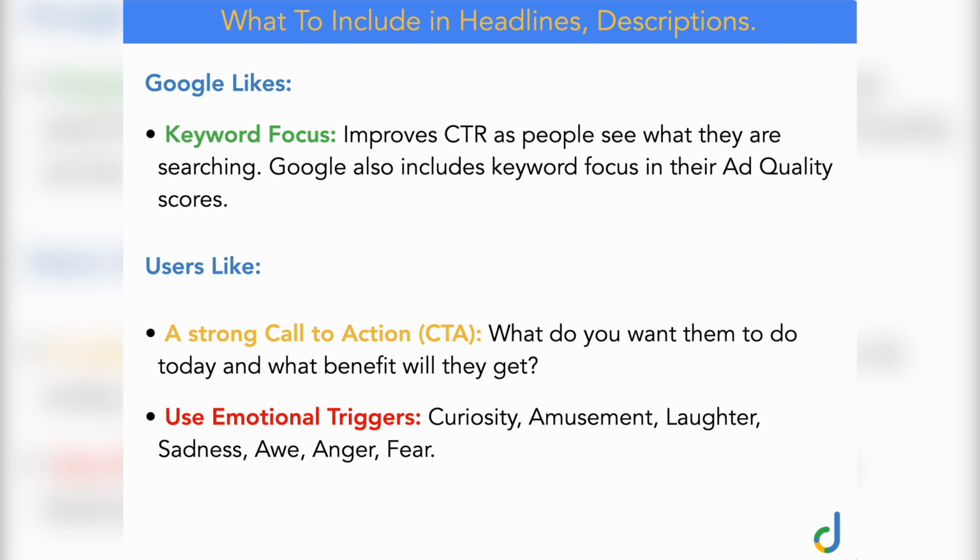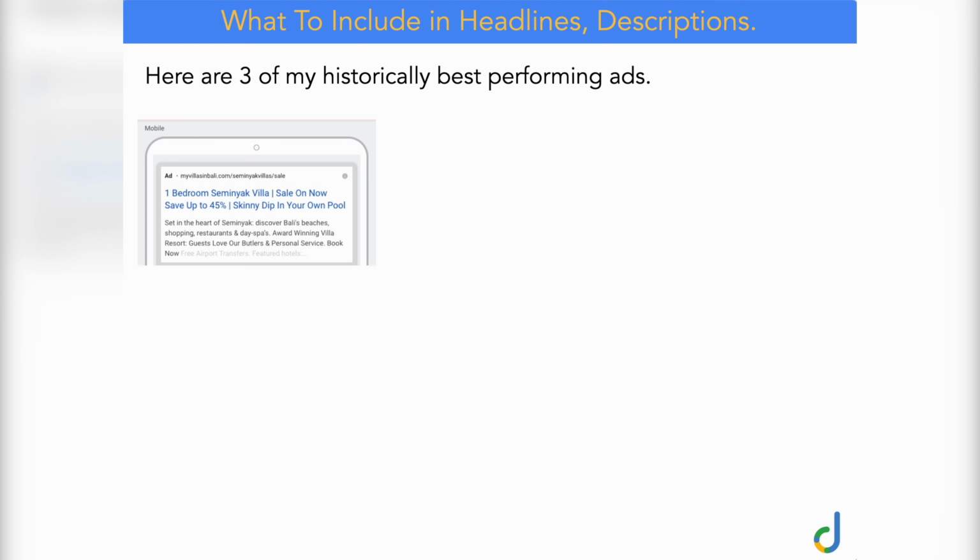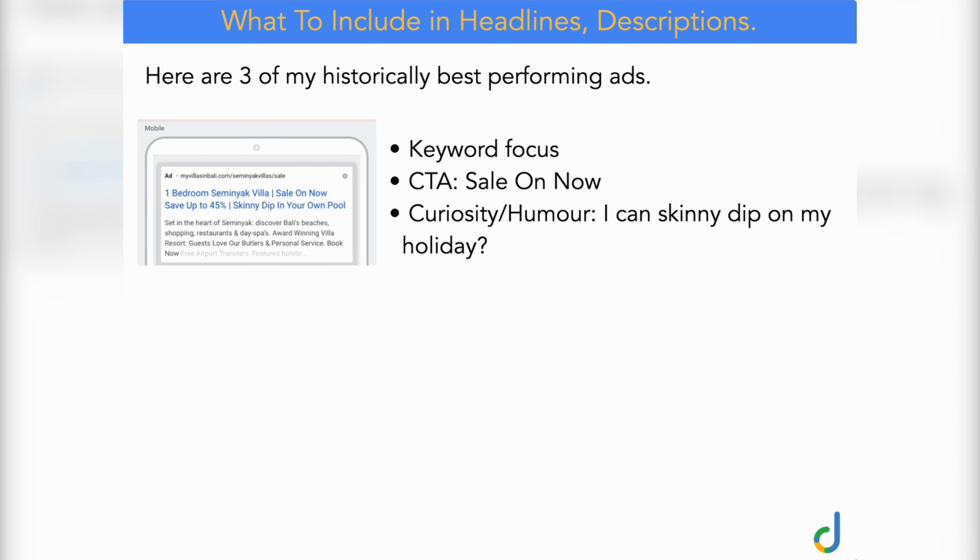click on your ads. What I want to do now is show you some examples of my historically best performing ad copies. And number 1 at the top of the list is this one right here. You can see right from the start, we've got that keyword focus in 1-bedroom Seminyak villa. And then our call to action is that there's a sale on now. We're letting them know that there's a 45% sale on.